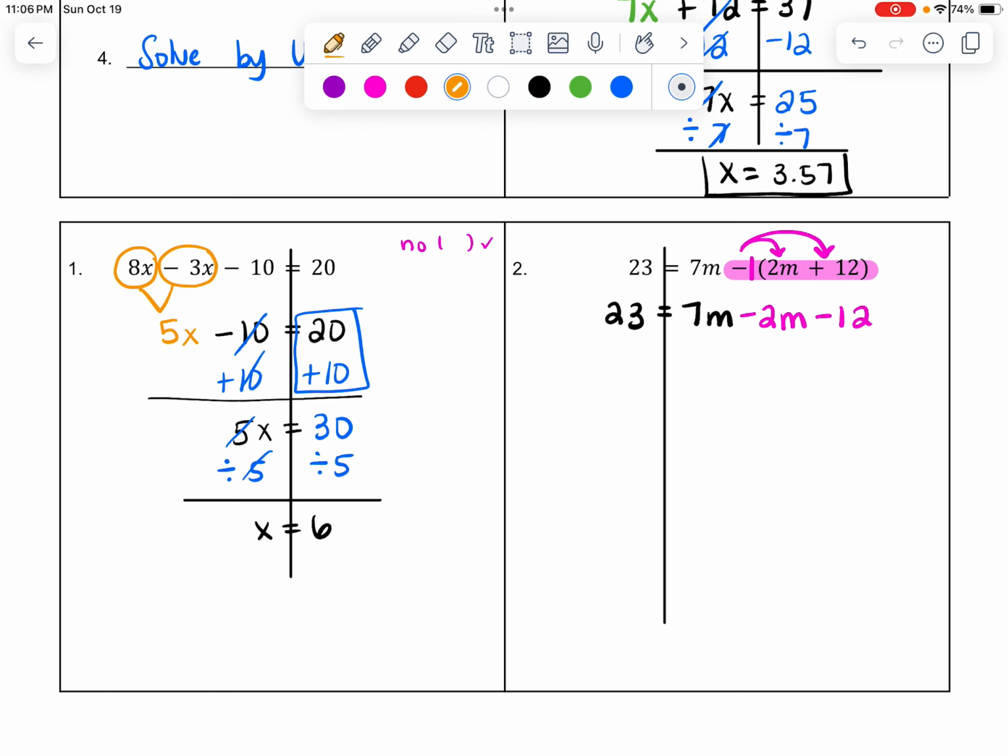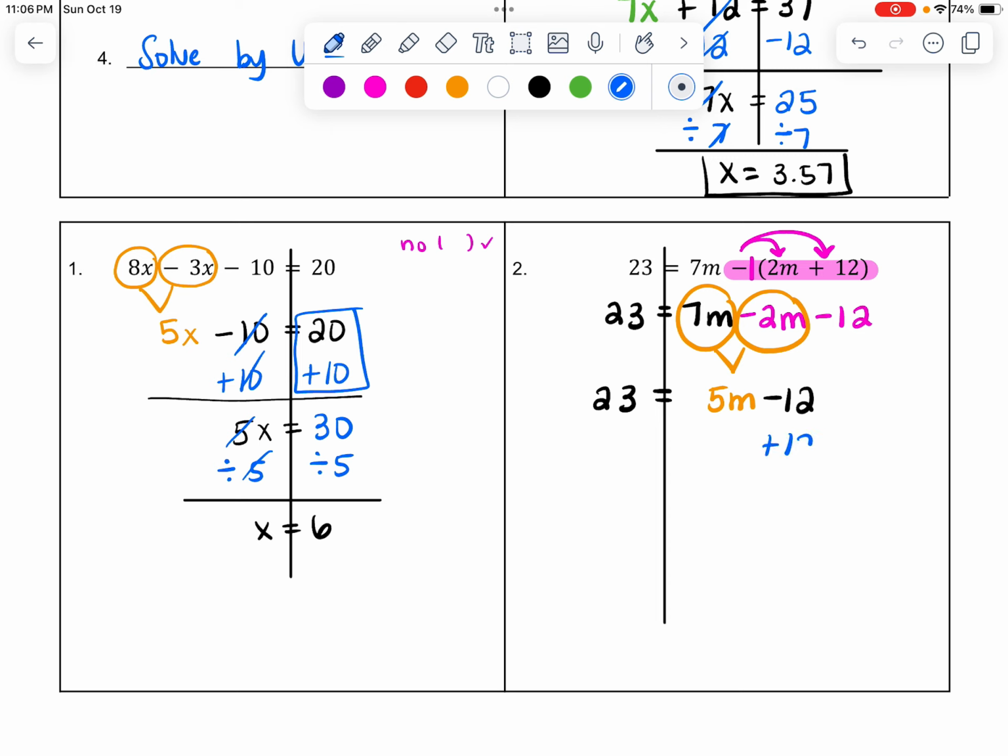Now I'm going to ask myself, do I need to combine any like terms? Well, on the left side, it's just the number 23, but on the right side, 7m minus 2m combined makes 5m. And then I'm going to bring down the minus 12 and the 23. Now I need to ask myself, do I need to get any variables together? And the answer is no. There's only one m, so I can just skip straight to undoing.